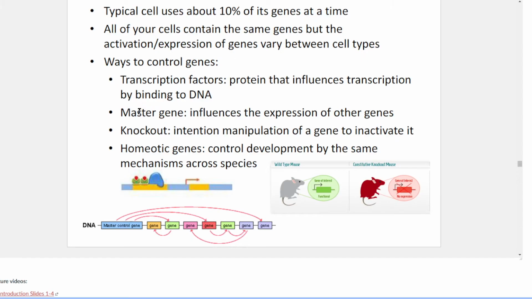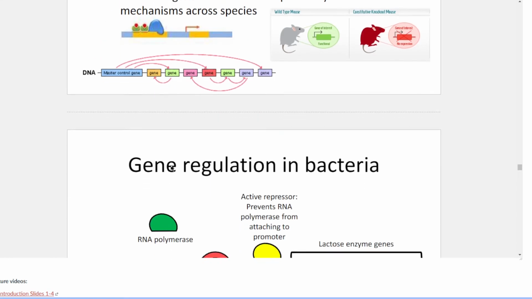We have the master gene, which is the master of all genes. Knockout is the intentional manipulation of a gene to inactivate it. So you purposely inactivate it. And homeotic genes control development by the same mechanisms across species. So in the embryo, things start producing at a rate. So this is gene expression.